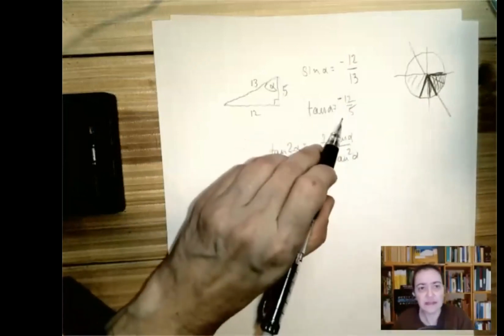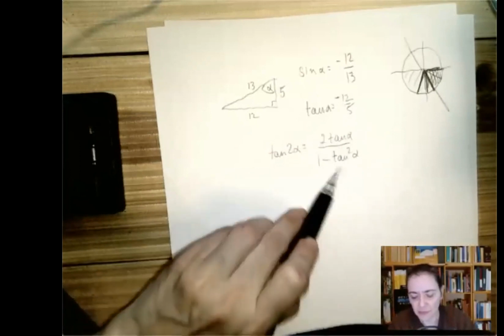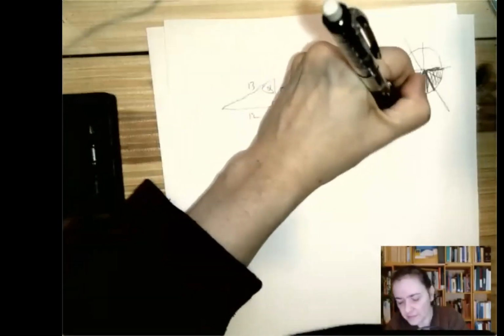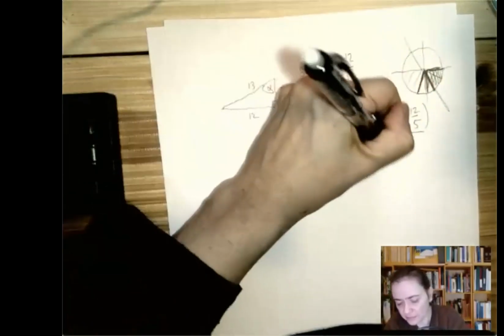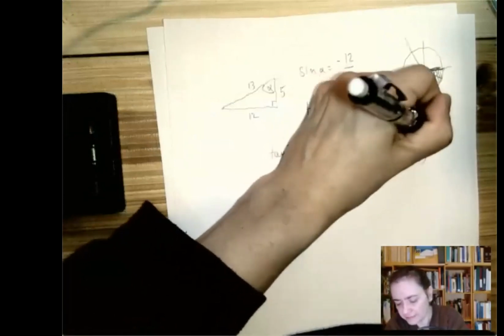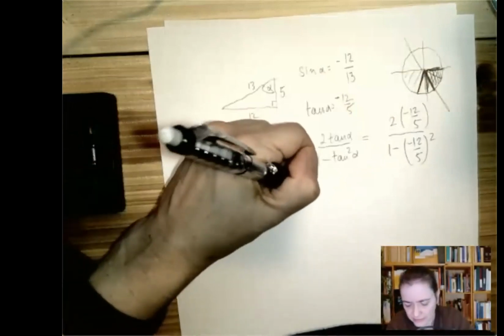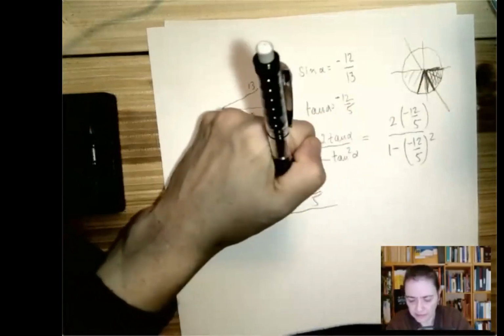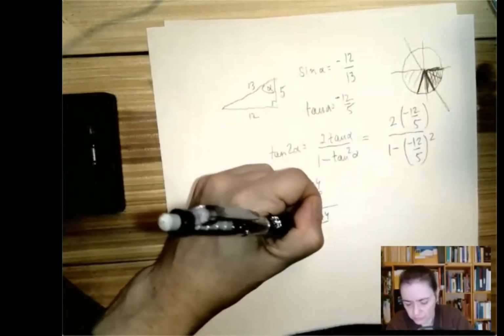And now we're ready. We needed this number to substitute it into this formula. So we have 2 times negative 12 over 5 divided by 1 minus negative 12 over 5 squared. The rest is just a little workout in algebra. Negative 24 over 5 divided by 1 minus 144 over 25.